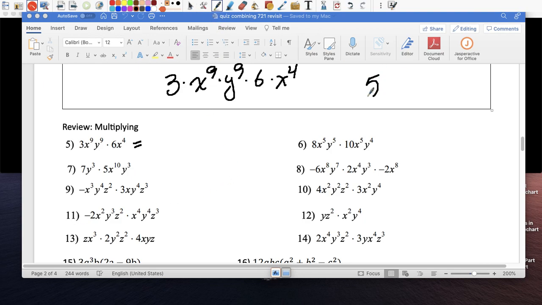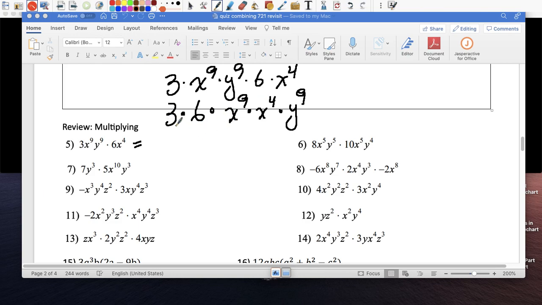So imagine if I told you to multiply 5 times 2 times 4 times 3. Well, if I wanted to do 5 times 4 times 3 times 2, would that change the answer? No, I can move things around, right? Commutative property allows you to move it around. So let me move the 3 and have the 6 next to each other. Let me have the x to the 9th power times x to the 4th power next to each other, and then the y to the 9th power by itself.